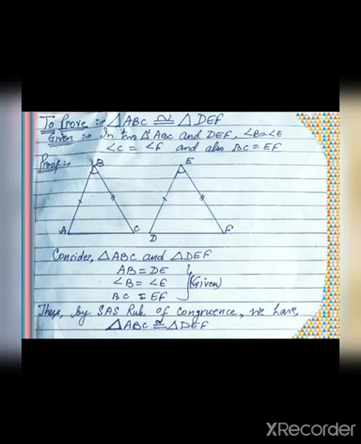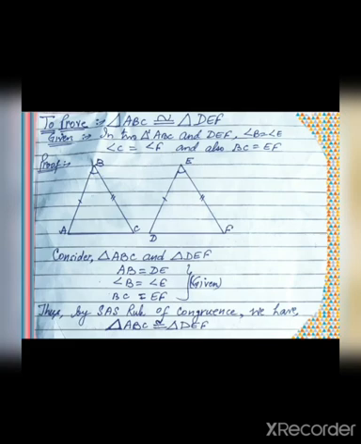Students, look at one more question for understanding the SAS rule. In this question, two triangles are given to us, triangle ABC and triangle DEF, in which something is already given, right? With the help of that given information, we have to reach our motive. What is our motive? To prove these two triangles congruent to each other.